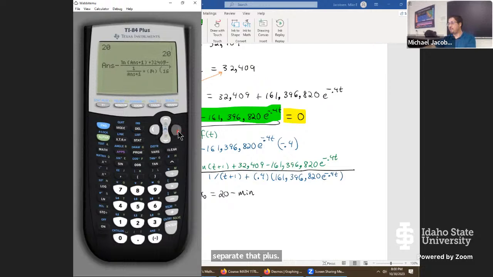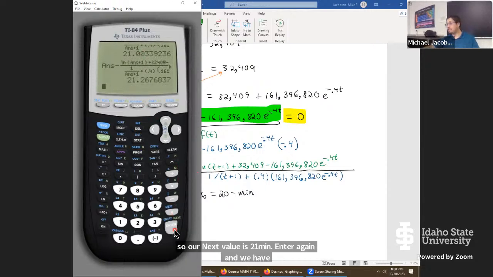Okay, so back over here. Let's double check. I think the only thing I would do is close the parenthesis, but I think we're all set now. Does that look right to folks after those corrections? Okay, so our next value is 21 minutes. Enter again, and we have 21.267,768.